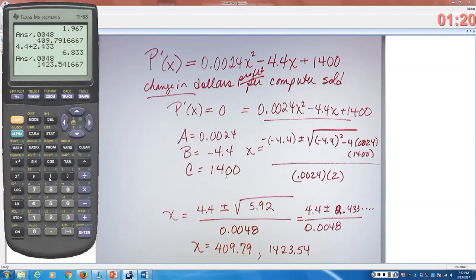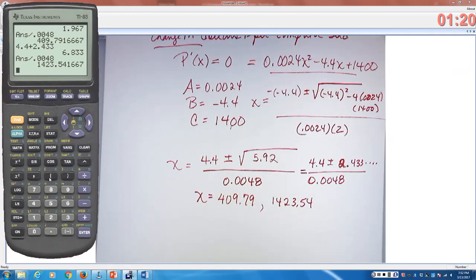Now, what does X represent? What is X counting? Number of computers. Can I have 0.79 of a computer? Don't think so. Can't have 0.54 of one either.